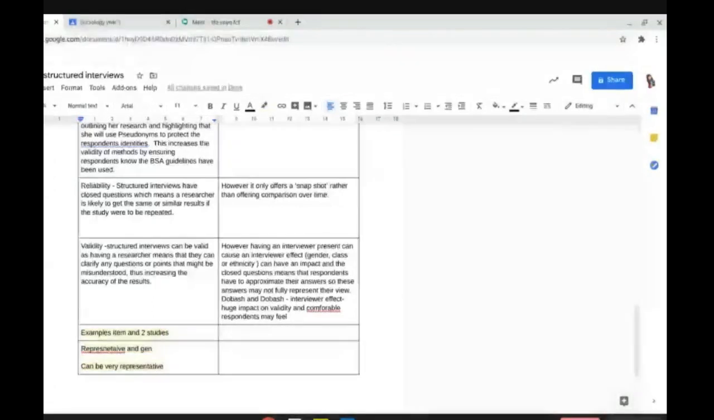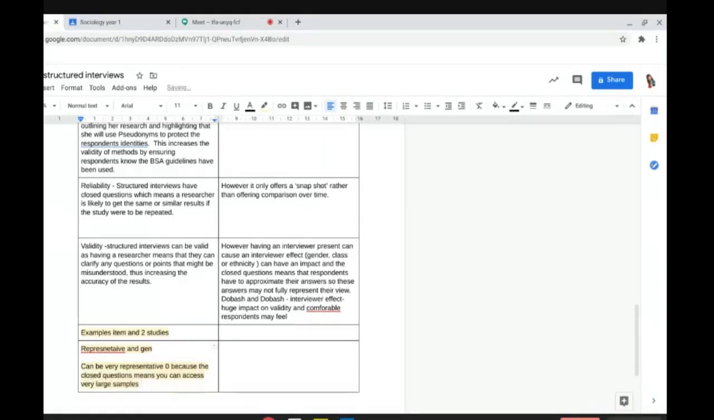So structured interviews can be very representative because the closed questions mean you can access very large samples quickly. I'm not going to reference the item because I've already done it. You can access large samples very, very quickly.